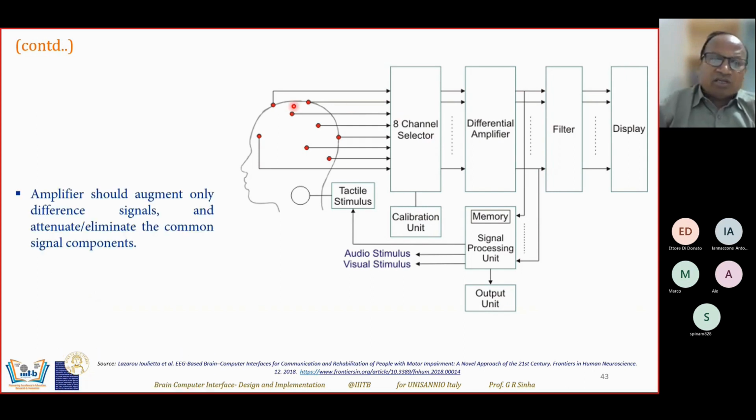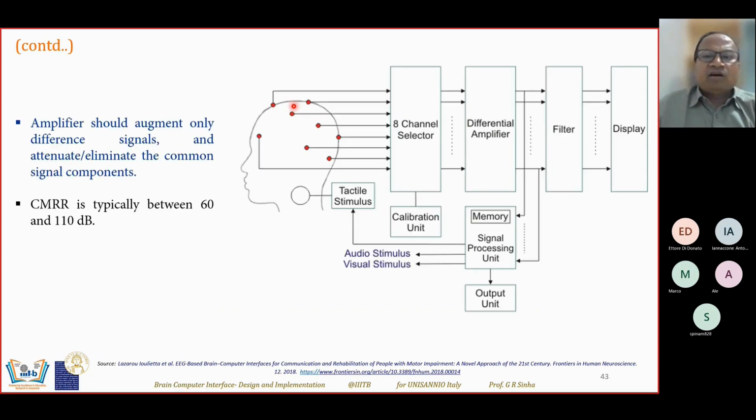One more interesting diagram. You see here there are 8 channel selectors. It is bringing from 8 different channels, and all the inputs go to the differential amplifier, then filters, then display. If you want to display here only, it is okay. Or if you want to process something, you can take it to the signal processing unit, where you have some memory and some output unit.